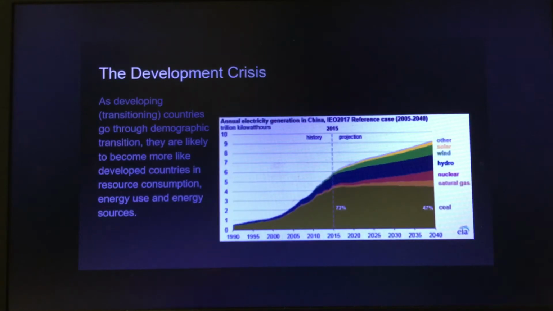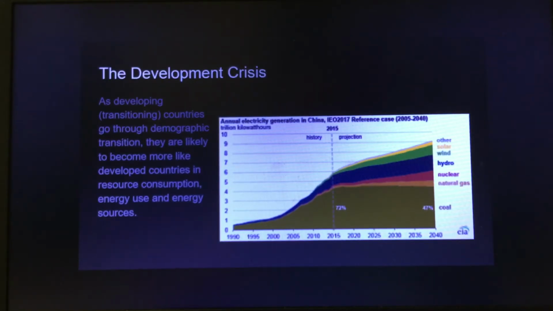Okay, so development crisis. As a developing country, or a country in the demographic transition, stage 2 transitioning, as they become more economically developed, they're going to increase their resource consumption to be more like a developed country. And the more resources we consume, the more goods and services we consume, the more energy has to be used in order to develop those goods and services.